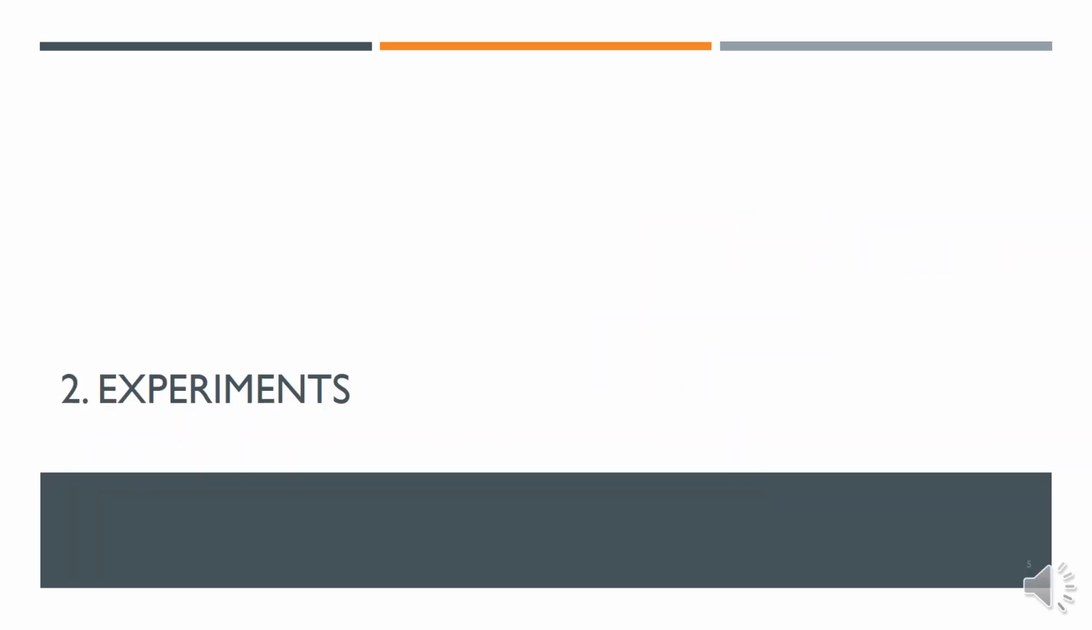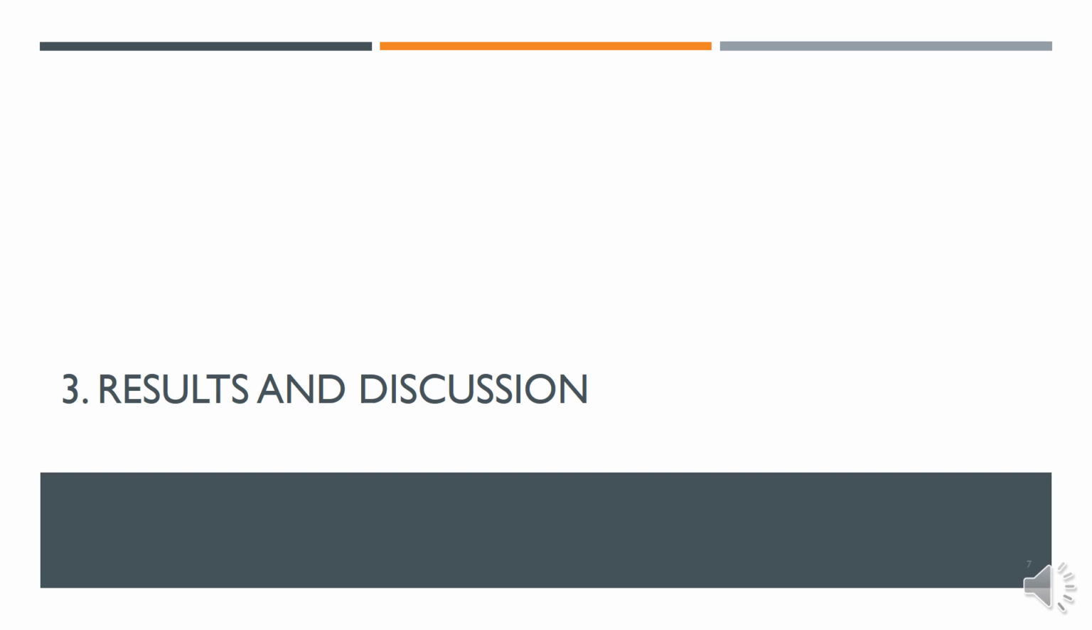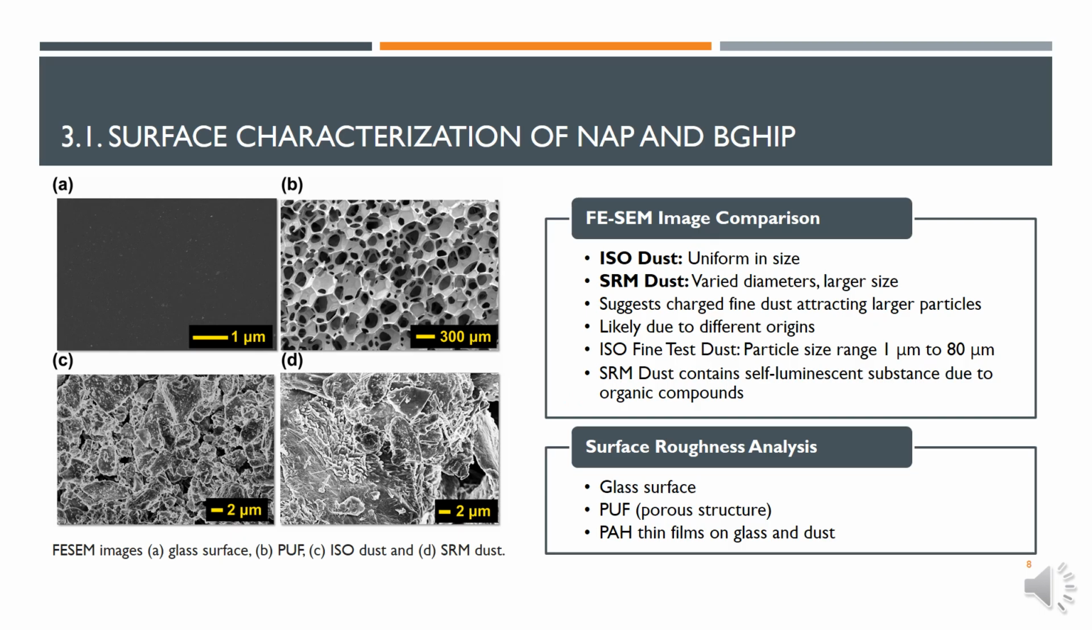What will be the experiments? Surface analyses such as FTIR and fluorescence were performed to analyze the evaporation on the surface of naphthalene and benzopyrene. In particular, the SPME-GC/MS analysis method was used to measure the dispersion of naphthalene and benzopyrene in the air. The next part will be results and discussion.